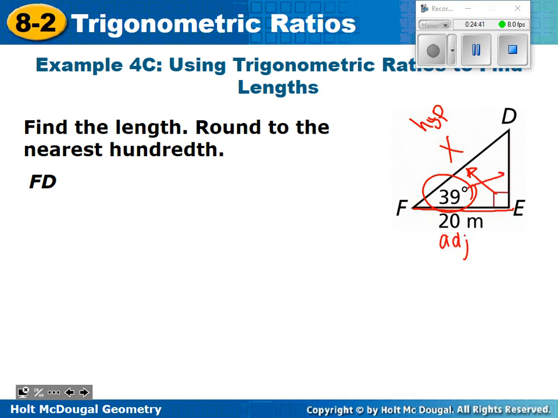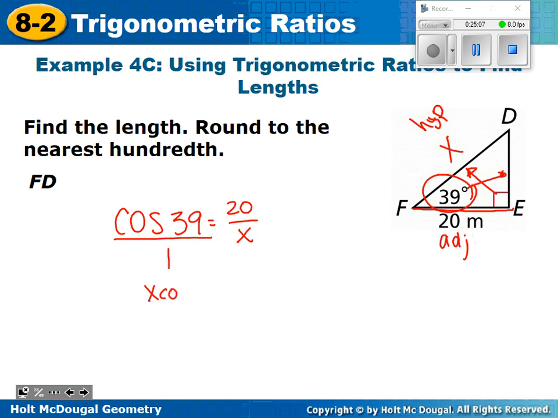The one across from it is the opposite, and we don't know that, and we're not looking for that, so we're not going to label it, so that helps us remember. Adjacent over hypotenuse is cosine. So you should have written cosine of 39 equals, it's always the adjacent over the hypotenuse, so 20 over x. Again, when x is down below, you switch, or put it over 1 and cross multiply.